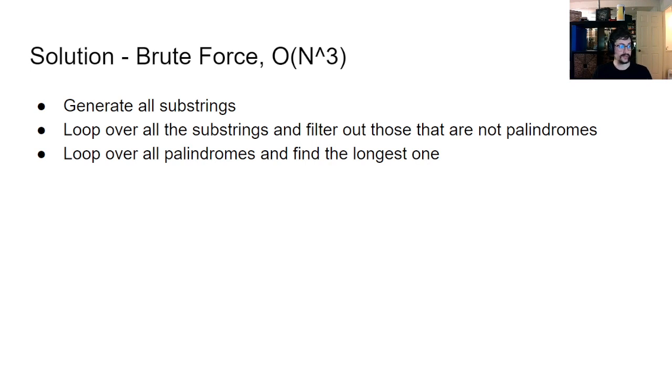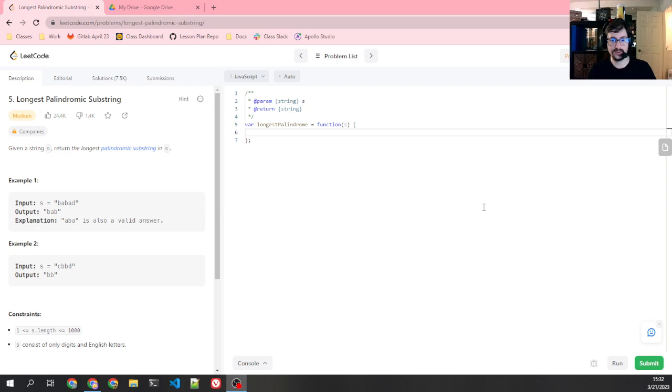So we generate all the substrings. We loop through the substrings and filter out the ones that are not palindromes. And then we loop over all the palindromes and find the longest one. So let's take a look at how we would do that. To start off with, we need to generate our substrings.